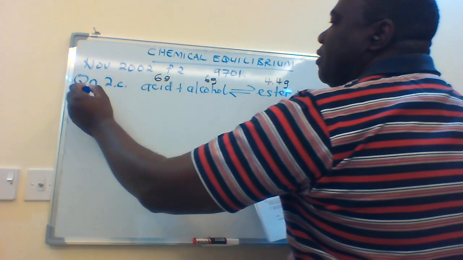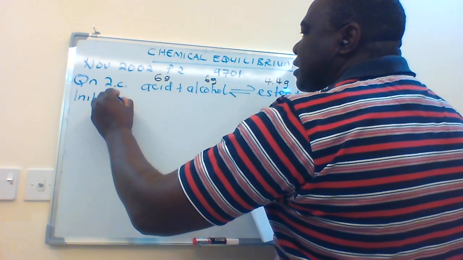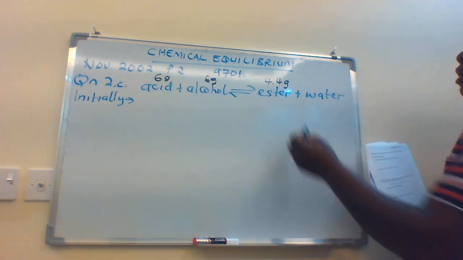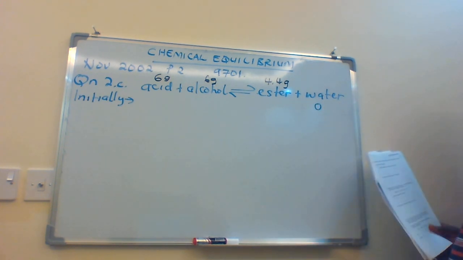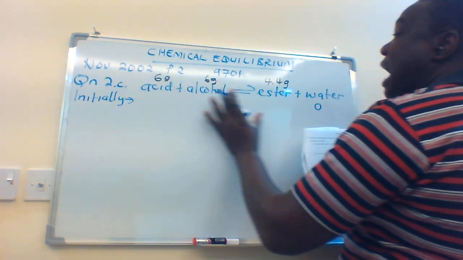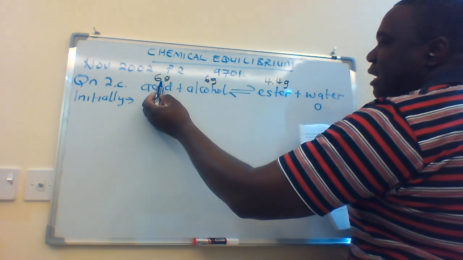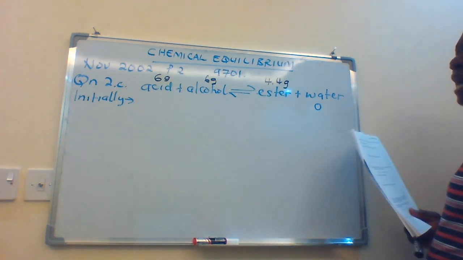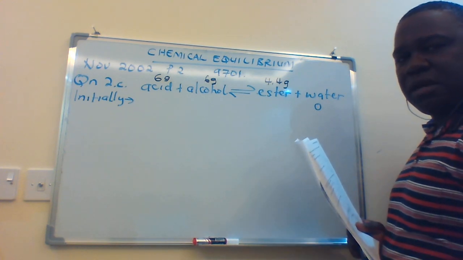So initially, as indicated in the question, we have 6 grams of the acid, 6 grams of the ethanol, 4.4 grams of the ester, and obviously 0 for water. We want to use this information to look at how many moles of each were present initially. Given the mass of the acid, we can calculate the number of moles by saying number of moles is equal to mass given over the Mr.